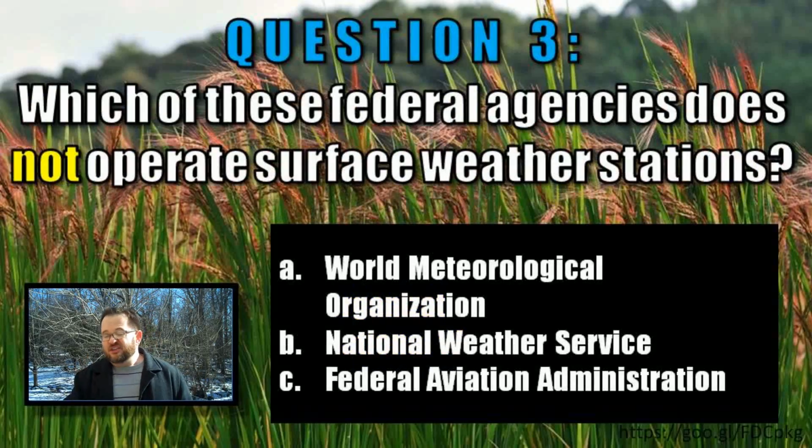Now, before we move on to the other kind of observations, which are the remote sensing observations, let me ask you a couple more questions. Question 3. Which of these federal agencies does not operate surface weather stations? A. World Meteorological Organization. B. National Weather Service. C. Federal Aviation Administration. Take a look at these 3 options. Choose one of them by following one of the links, and you'll get some feedback before you move on to question 4.